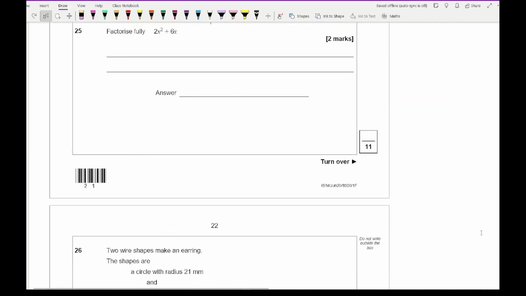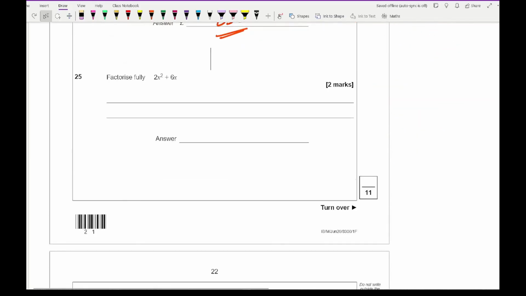£250. Then looking at question 25, it says factorise fully 2x squared plus 6x. Well, again, factorise, taking the common factor, that's going to be 2x. And I've just got x plus 3. So my final answer is 2x and then x plus 3.